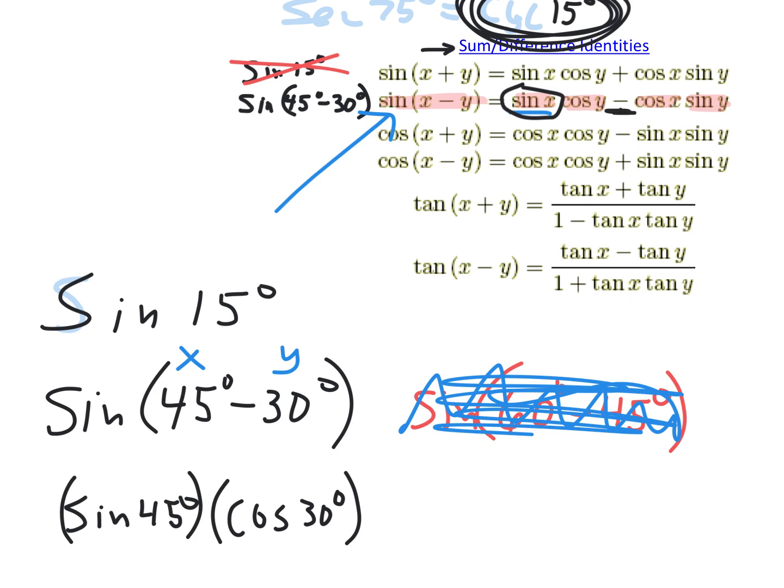Minus, see that minus right there? Minus cosine of the first angle, which was 45, which is something I can do. And last is sine of which one? 30.